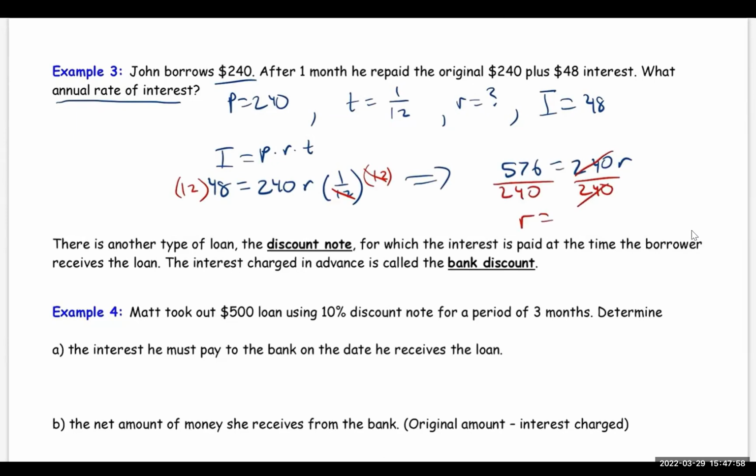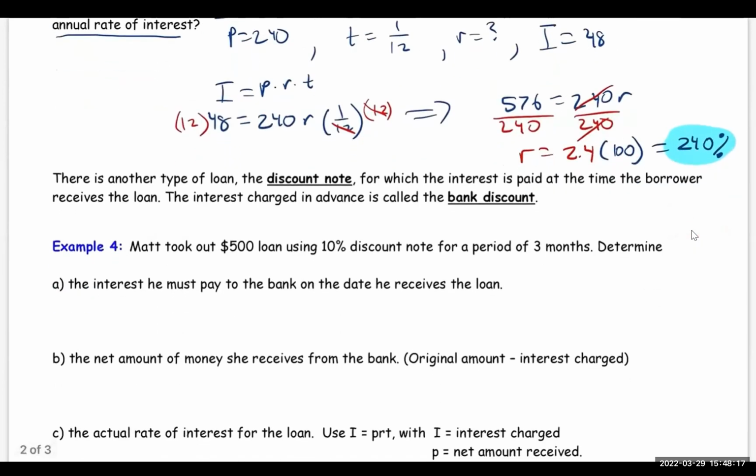So it looks like it's 2.4. However, that's just the decimal. You still have to multiply by 100 to convert to a percent. So that's going to be a 240% interest rate. That's super high. So he's going to pay a very high interest rate.